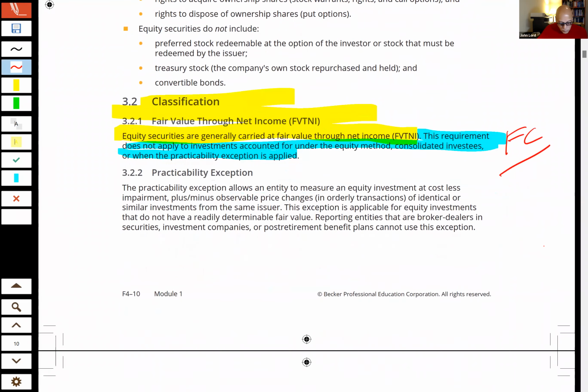Okay, so if that's the case, as long as it is a non-liquidating dividend, you obviously would debit the cash that you got and credit the income. Okay, now what happens?